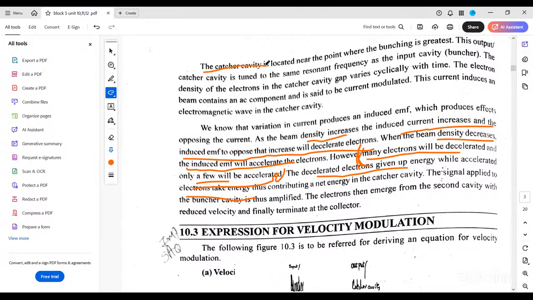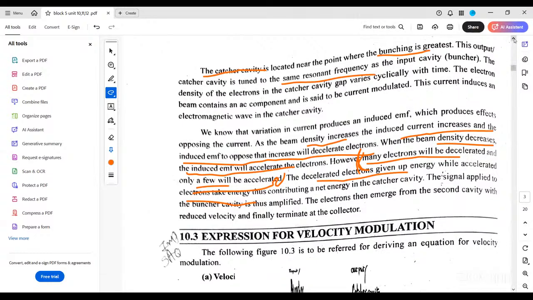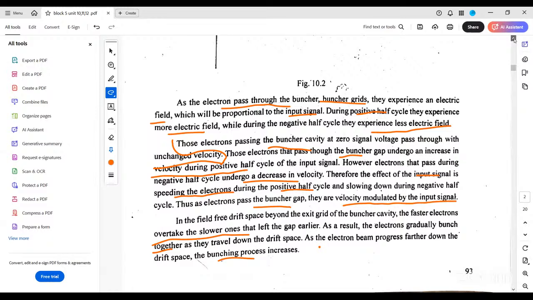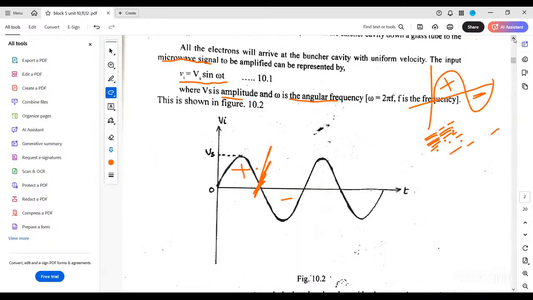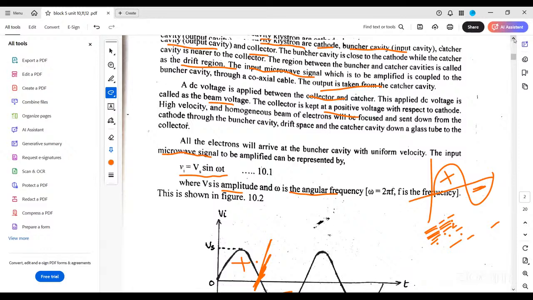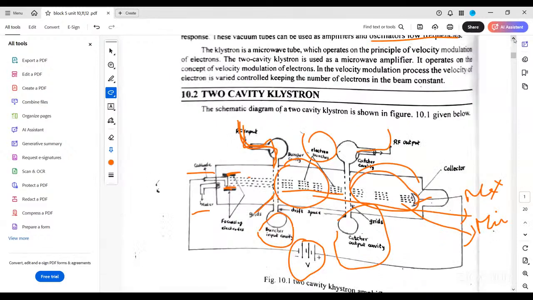The catcher output cavity is located near the point where the bunching is greatest. Next, this output catcher cavity is tuned to the same resonant frequency as the input frequency. Overall, the wave is modulating with respect to time. So you have to write this answer for which one? This is the two-cavity klystron. We will see a rough diagram because the diagram is important from an examination point of view.